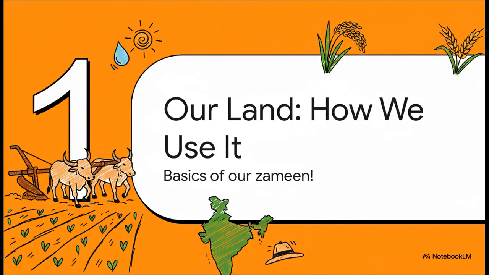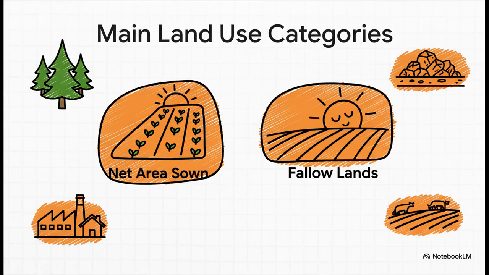To really understand farming, we first have to understand the land itself. How is it even classified? What is it being used for? Let's find out. So officially, there are actually 9 different categories for land use. But for our exam, let's just focus on the most important ones. Now, I want you to pay really close attention to these 2, net area sown, which is our actual farmland, and fallow lands. These are the concepts that just pop up in questions all the time.